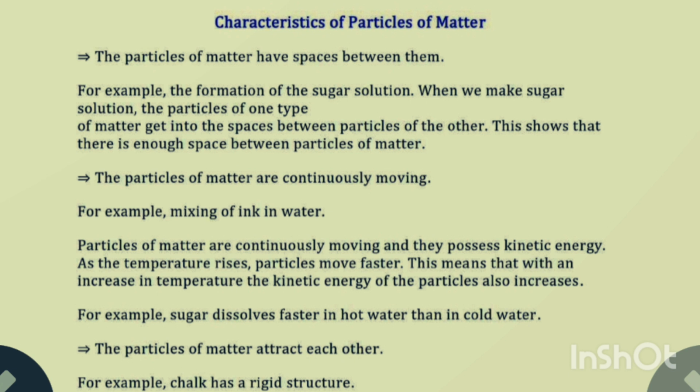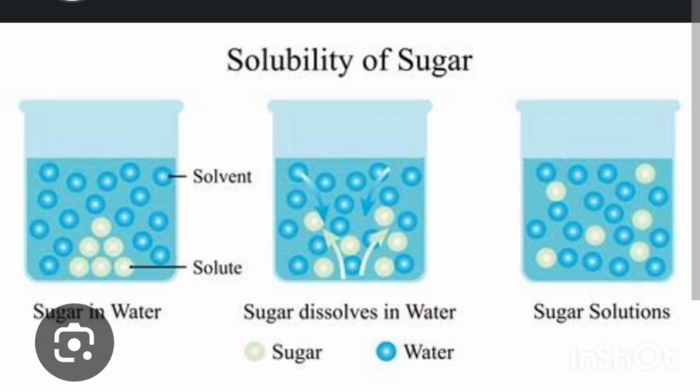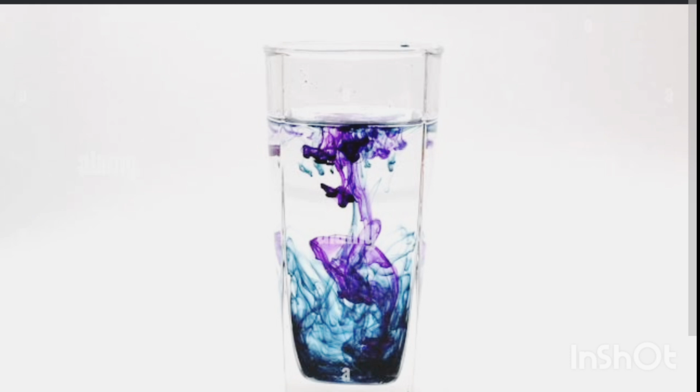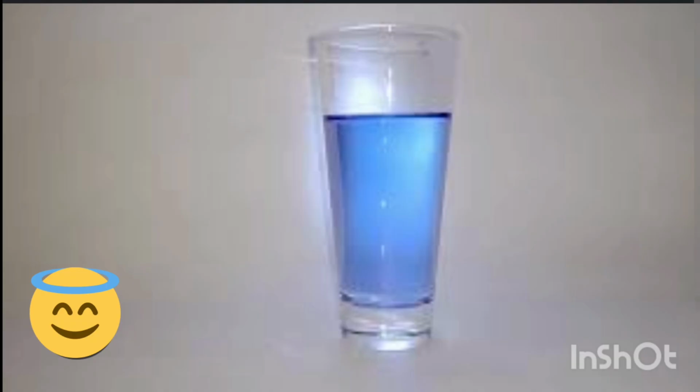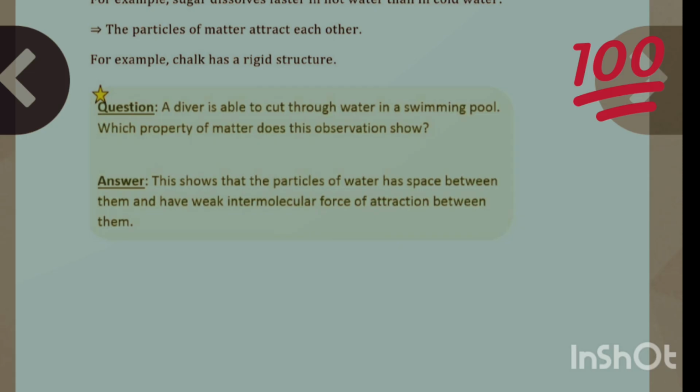Okay, this is about the three characteristics of particles of matter, that is, particles of matter have space between them, particles of matter are continuously moving, and last, particles attract each other. Some examples are given here, like ink and sugar solutions. So you can see here the ink is completely dissolving, to give an example that the particles have space and can occupy some space.